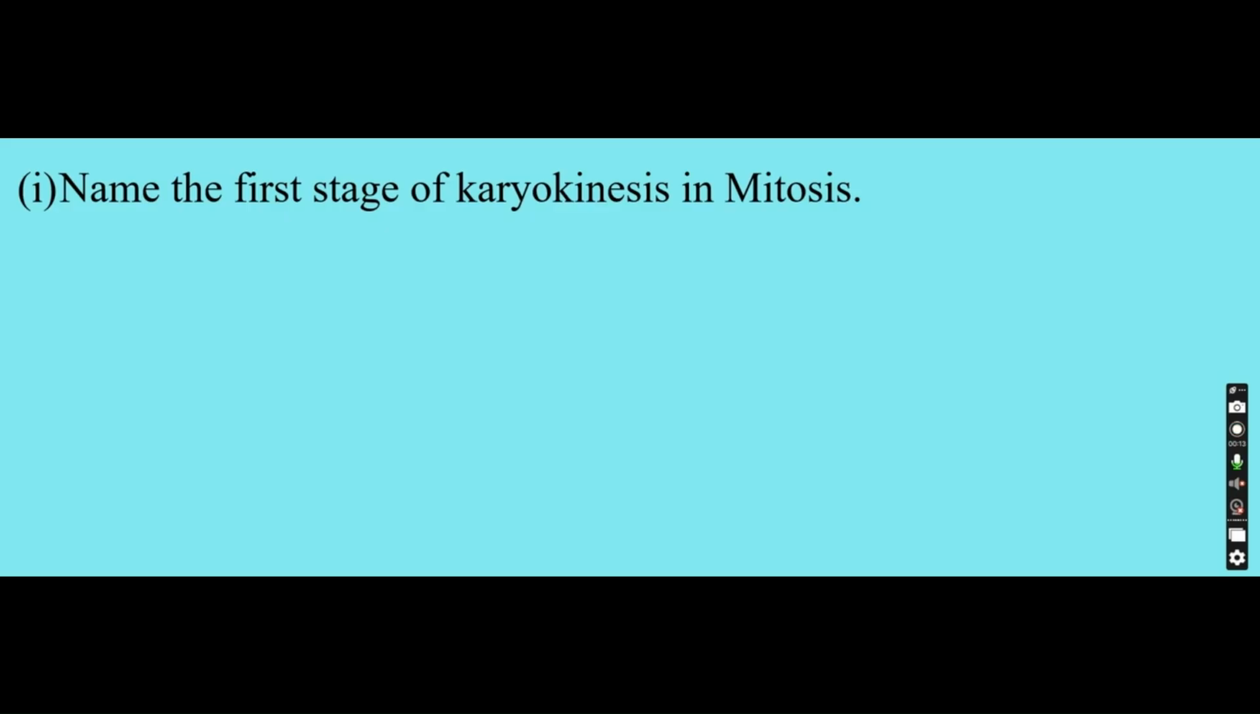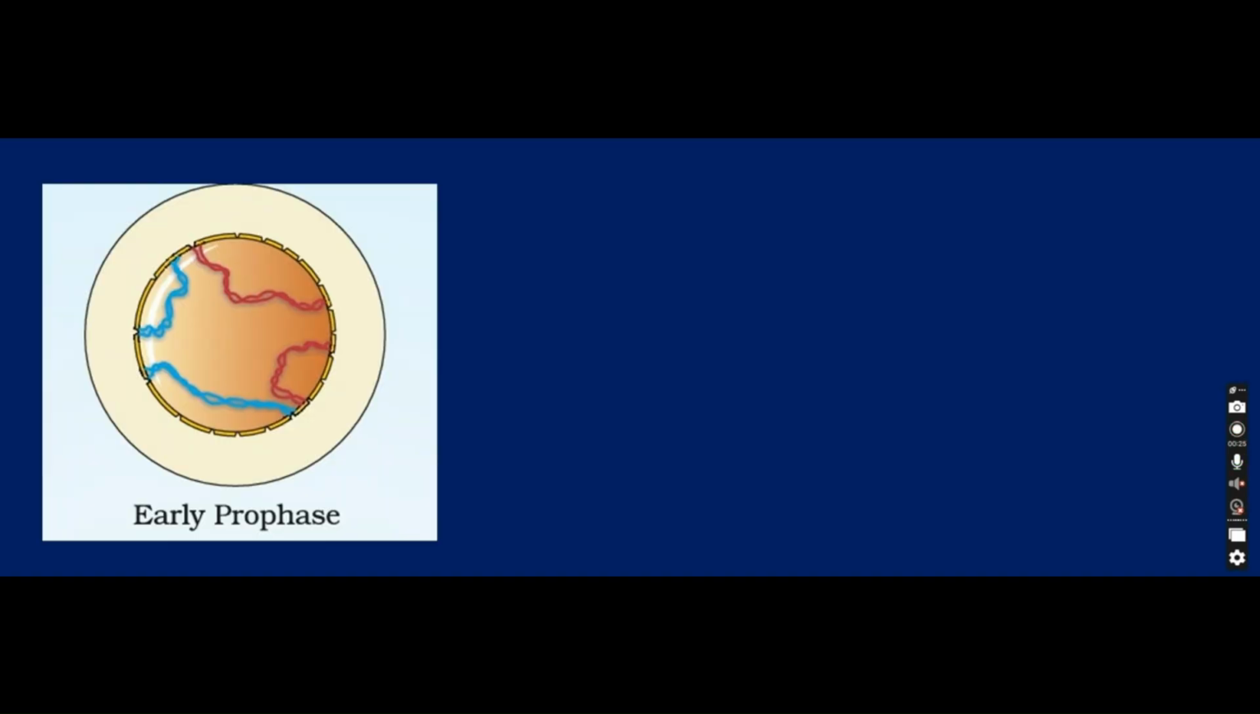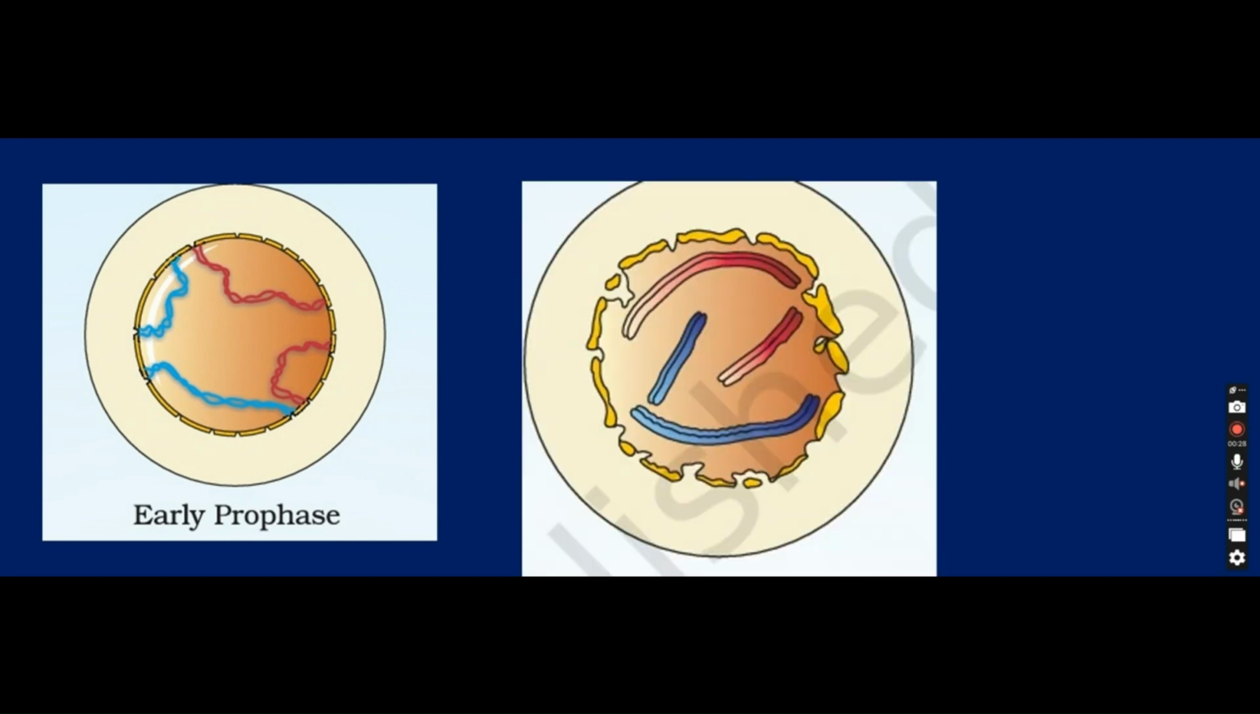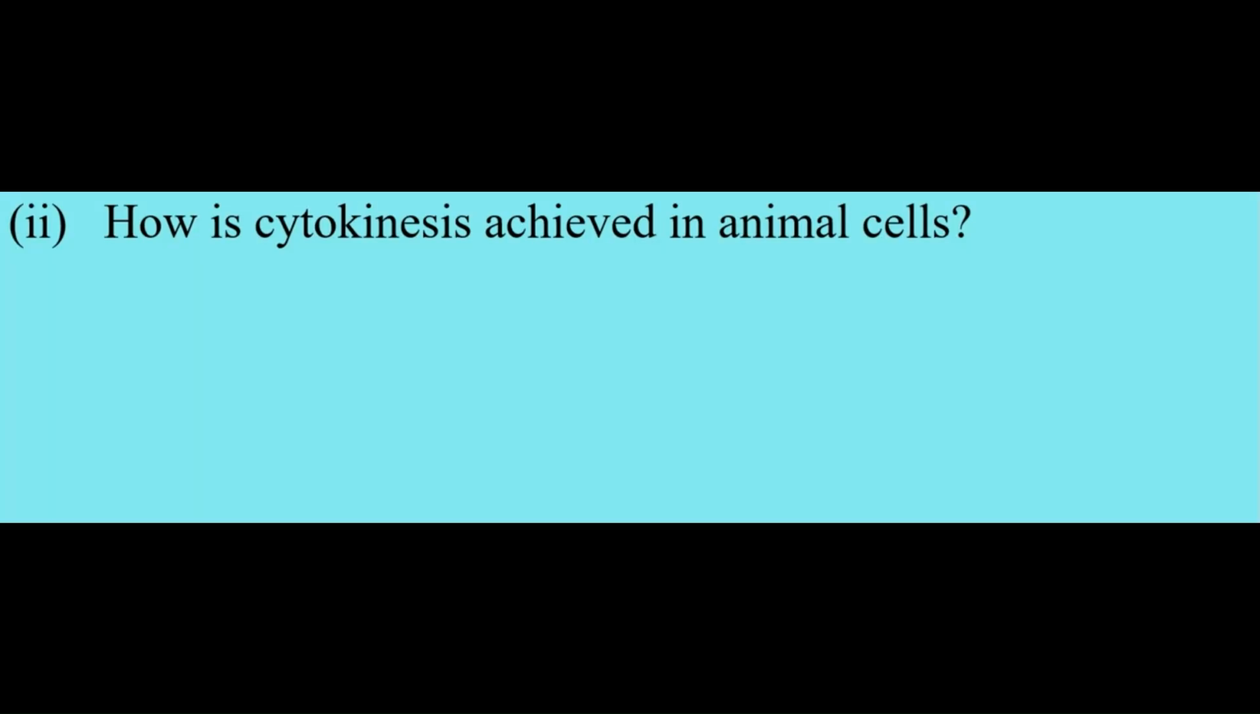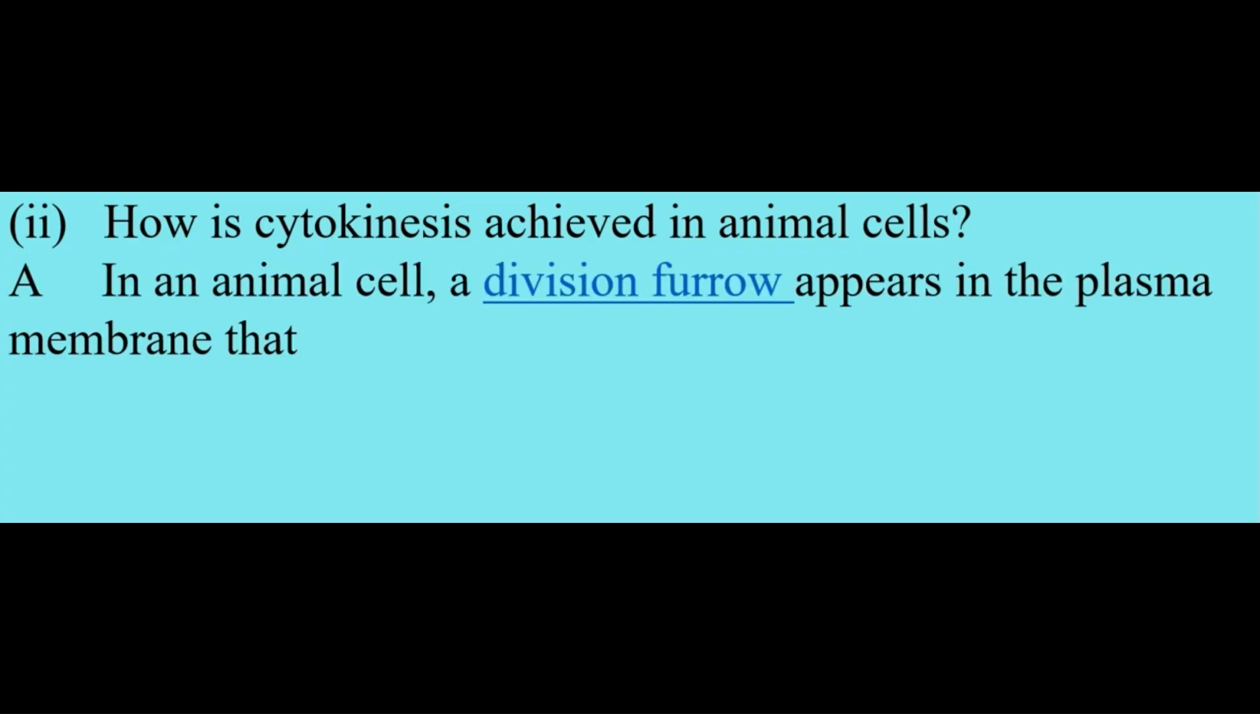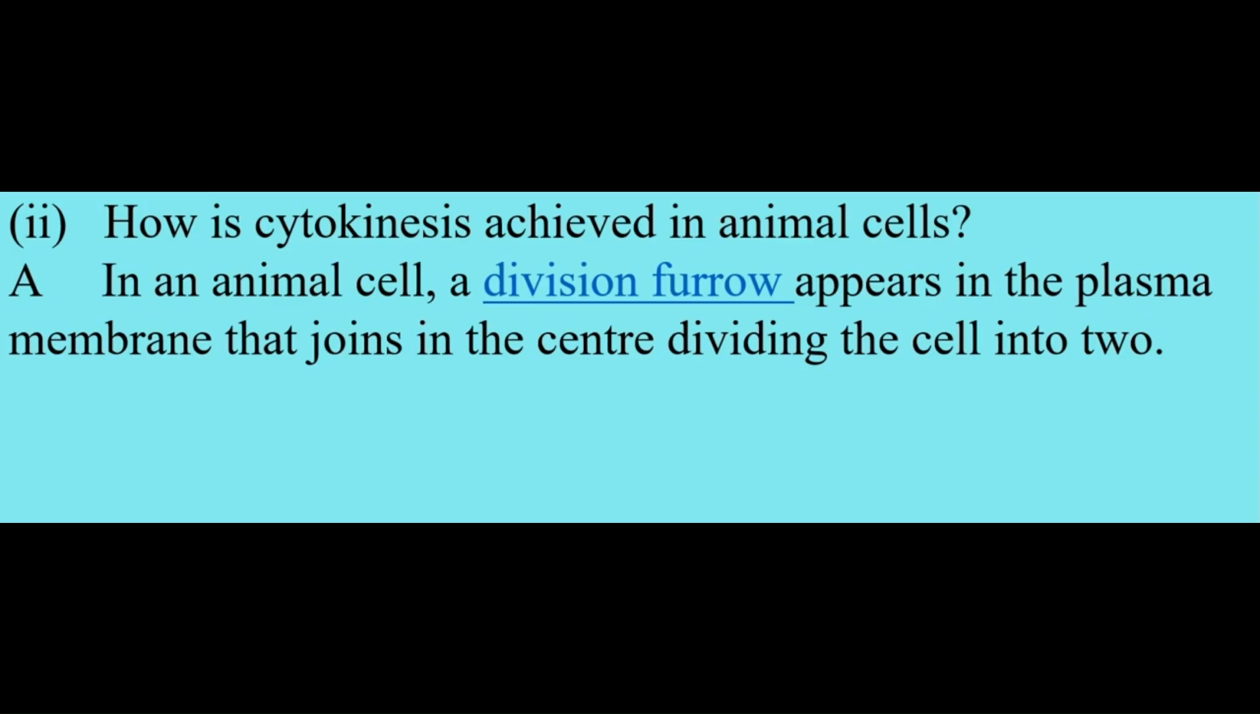Name the first stage of karyokinesis in mitosis. Prophase is the answer. So this is early prophase and this is late prophase. So these are the first stages of mitosis. The second part of the question, how is cytokinesis achieved in animal cells? Cytokinesis means cell division. So this is the answer. In an animal cell, a division furrow appears in the plasma membrane that joins in the center, dividing the cell into two.